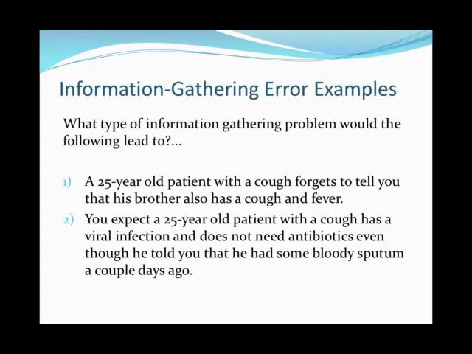What about if you expect a 25-year-old patient with a cough has a viral infection and doesn't need antibiotics, even though he told you that he had some bloody sputum a couple days ago? What type of information gathering problem would the following lead to? So you have this patient with a cough, you think he has a viral infection and doesn't need antibiotics, even though he told you he had some bloody sputum a couple days ago.